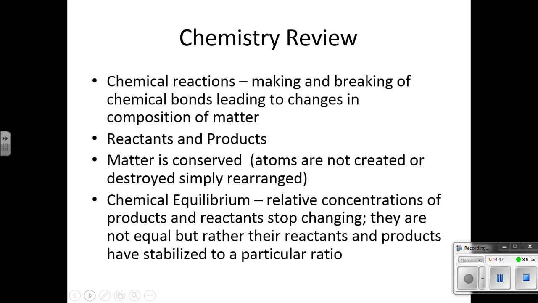Just another chemistry review. Chemical reactions, the making and breaking of chemical bonds, lead to changes in the composition of matter. You have reactants giving way to products. Matter is conserved. Atoms are not created nor destroyed, they are simply rearranged. Chemical equilibrium is when the relative concentrations of products and reactants stop changing. They are not equal, but rather the reactants and products have stabilized to a particular ratio. So the important idea here is that when chemicals reach an equilibrium, that does not mean they are necessarily equal. It just means they are in a ratio that is good for that reaction.